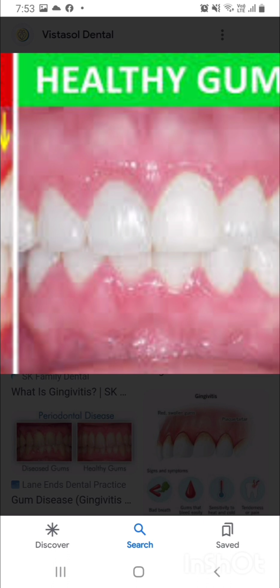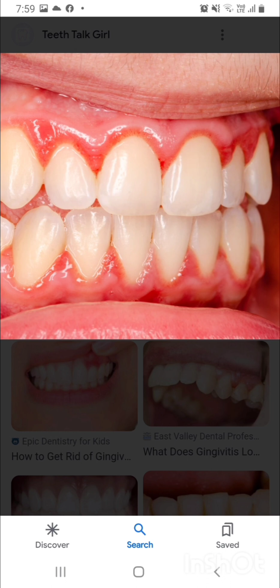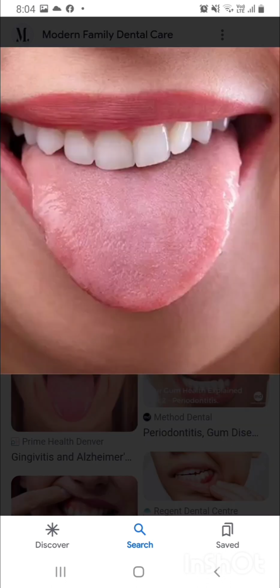And today we are going to talk about gingivitis. Gingivitis is a gum infection. Gingivitis is the infection of the gum.